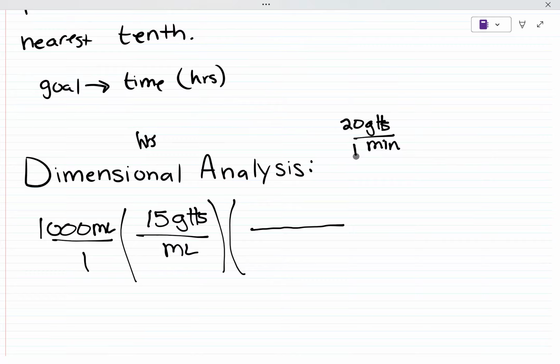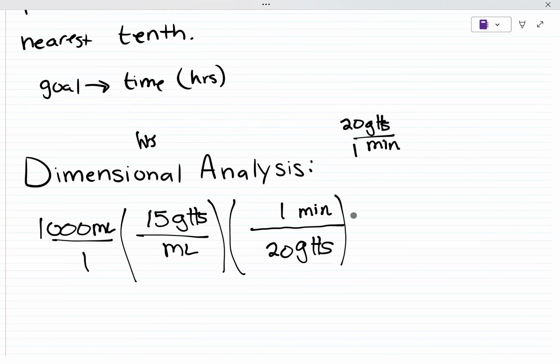I think I'm going to have to flip it because I have to put minutes on the top and I want to get rid of those drops, right? So for 1 minute, there's 20 drops per minute. That doesn't change our problem. If you flip it, that doesn't change it. And then is this our final answer?